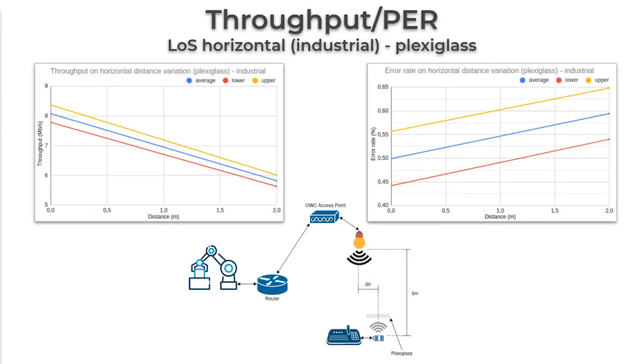Sorry. Then we have the one without the transparent barrier put in between the access point, the lamp, and the dongle. The tests were the same as before, so horizontal distance variation from 0 to 2 meters. Here we can see that the transparent barrier makes somewhat of a difference, but it's not very significant, though it's preferable to not have one.